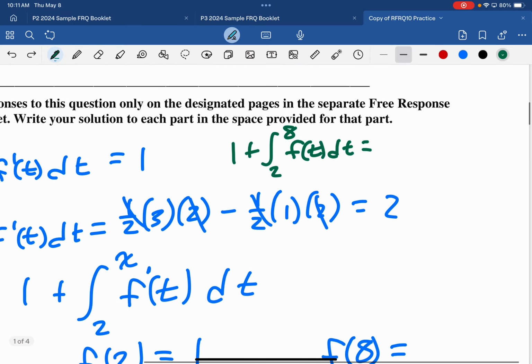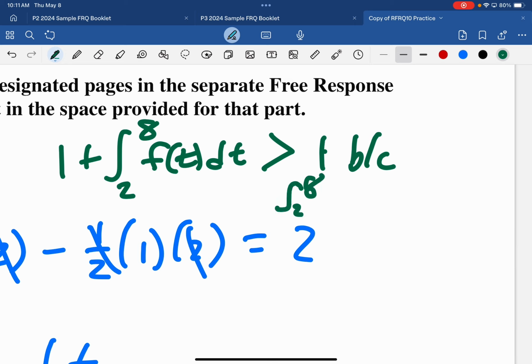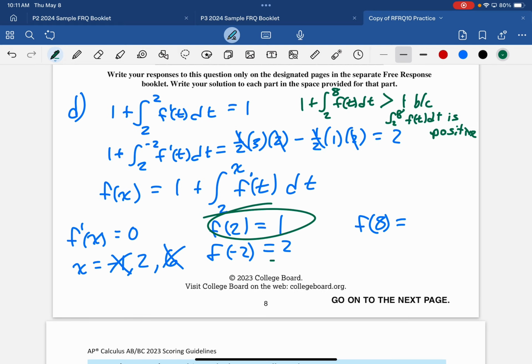You're crazy. Okay, I'm just going to say this, to show my grader that I know what the heck I'm doing. Okay, watch this. I'm going to say this is greater than 1 because the area from 2 to 8 of f of t is positive. All right, so this is our minimum. Our minimum value is 1.